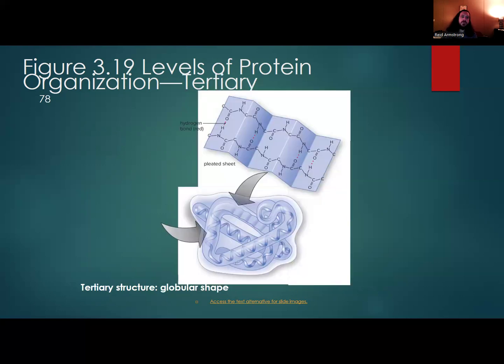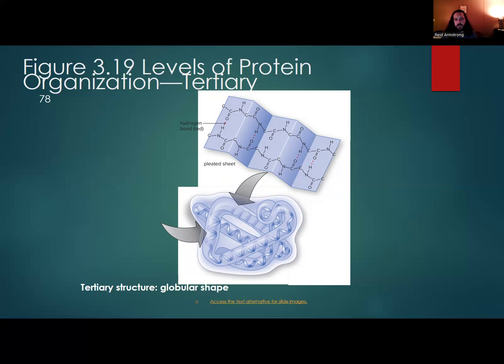Then you get to tertiary. So tertiary is going to have two things. That top one is going to be the pleated sheet, and you can kind of see why it's called that. It's pleated, which just means there's like a crease in it. So this one is kind of laid out. It still has a little bit of 3D to it. Sometimes they are laid out like this, where you just have like zigzag up and down kind of thing, but sometimes they are stacked. And then the other one is going to be a globular shape.